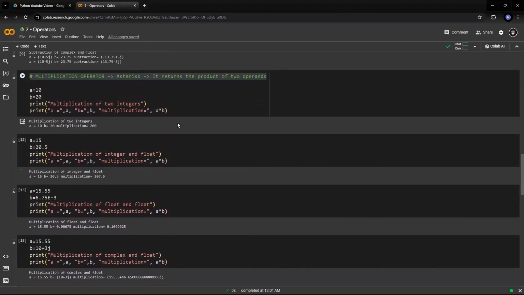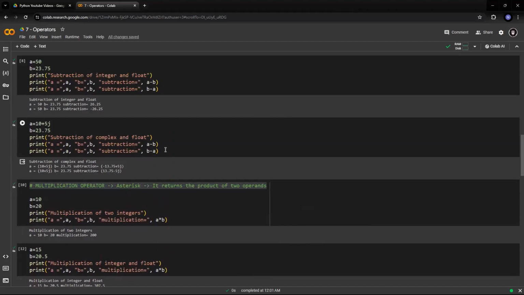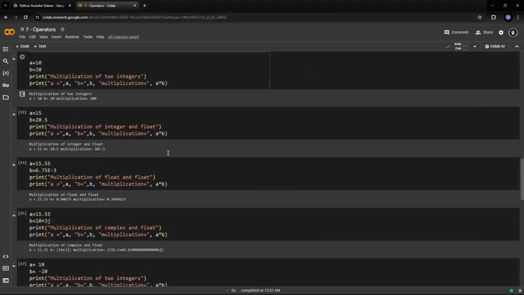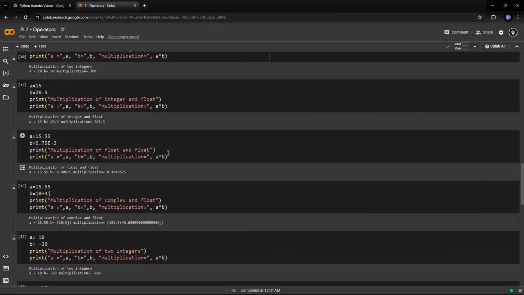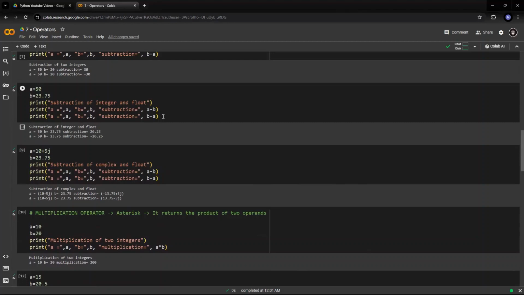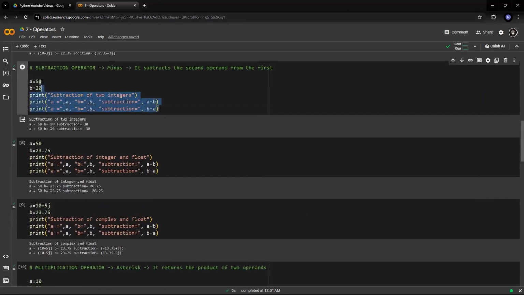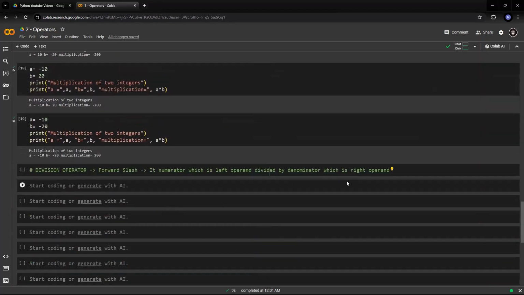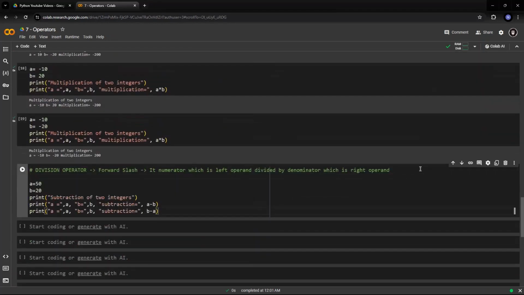Let's take these two numbers once again, which we used earlier. Let's use this as an example. I'll say division of two integers. I say A divided by B, and I'll say B divided by A. Let's see what happens.